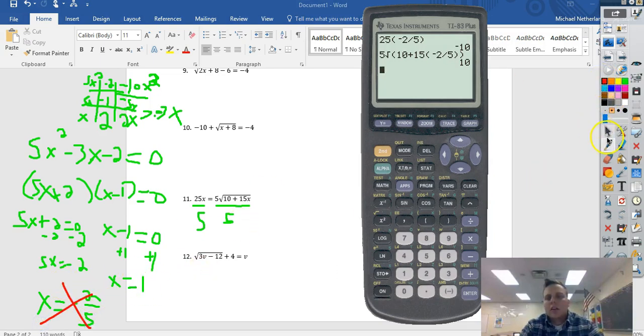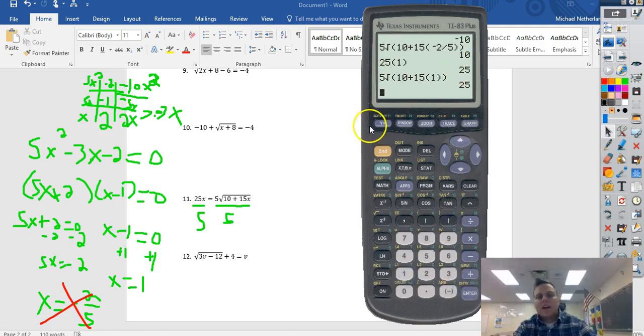So let's check 1. Okay, so we plug in 1 on the left side, 25x, so it's going to be 25 times 1, which I know everyone already knows. I'm just putting it in the calculator so I have it there, but it's 25. And then the other one is 5 times the square root of 10 plus 15 times 1. Press enter. And I get 25. 25 equals 25. Yay! So that one's a good one.